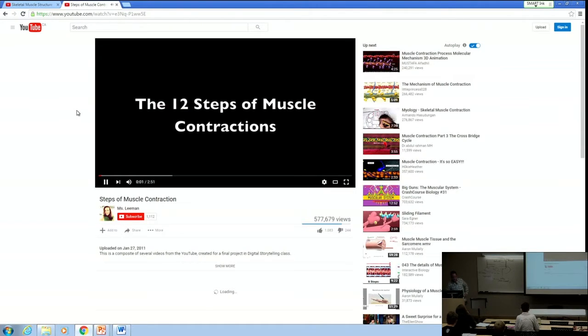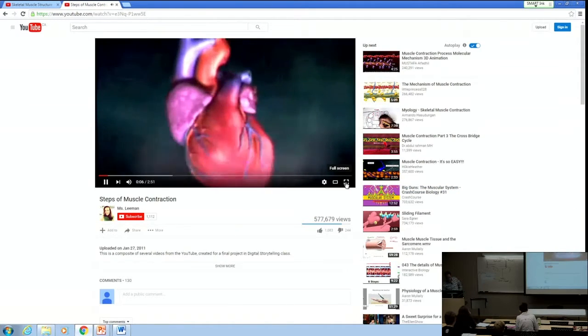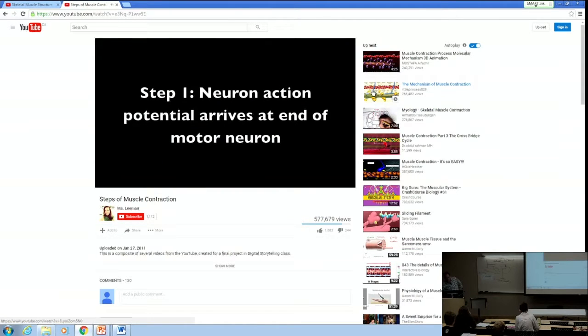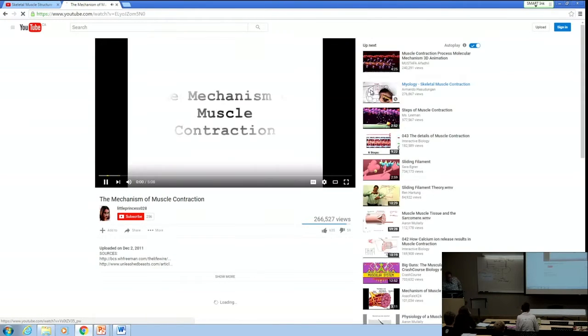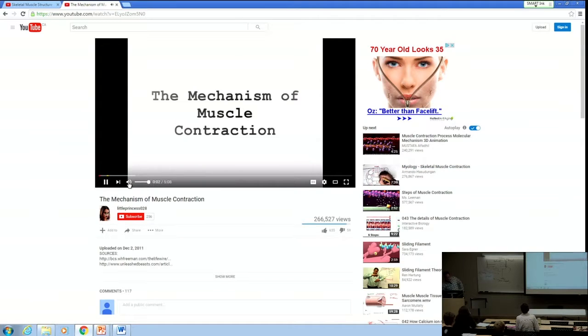The 12 steps to muscle contractions. Step 1, neuron action. I don't like that one. I like this one.